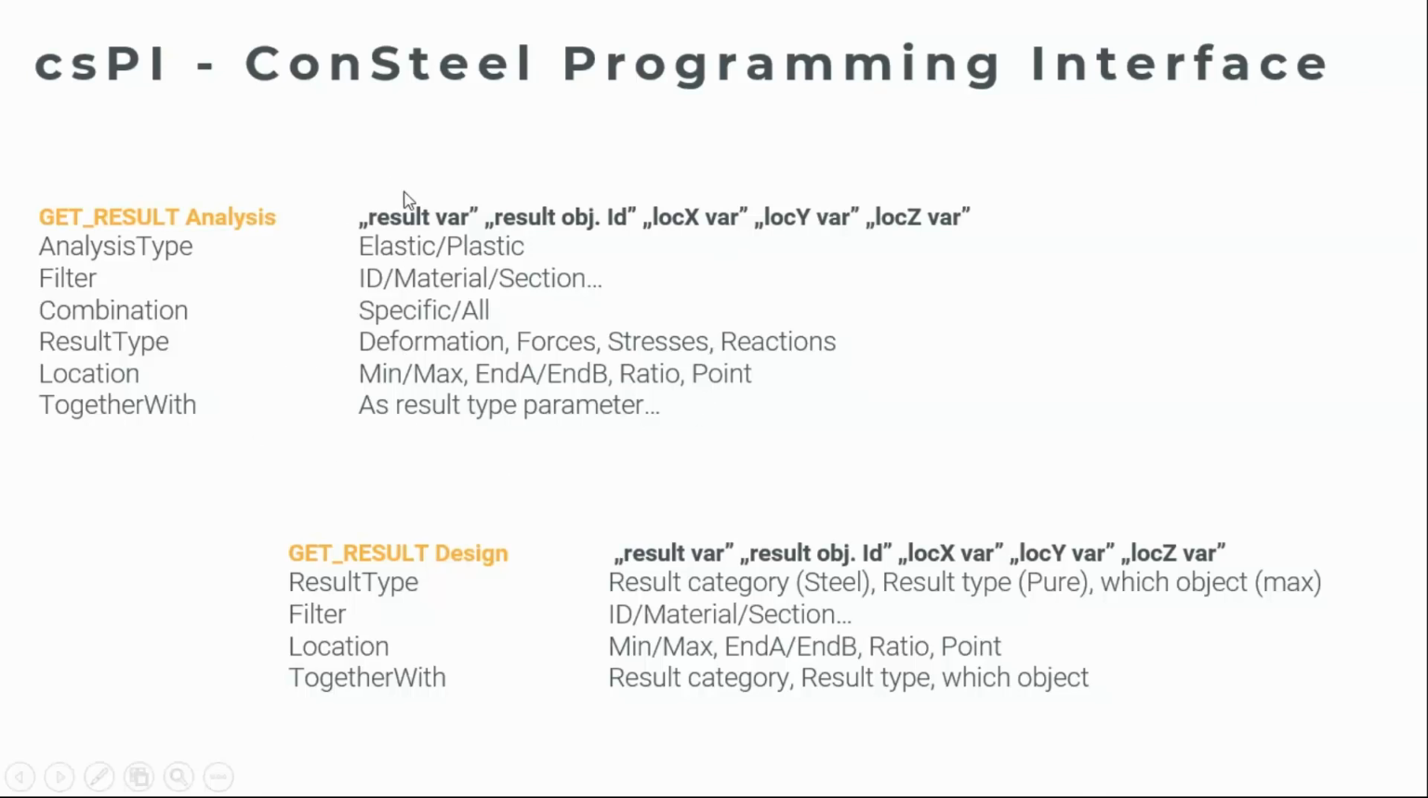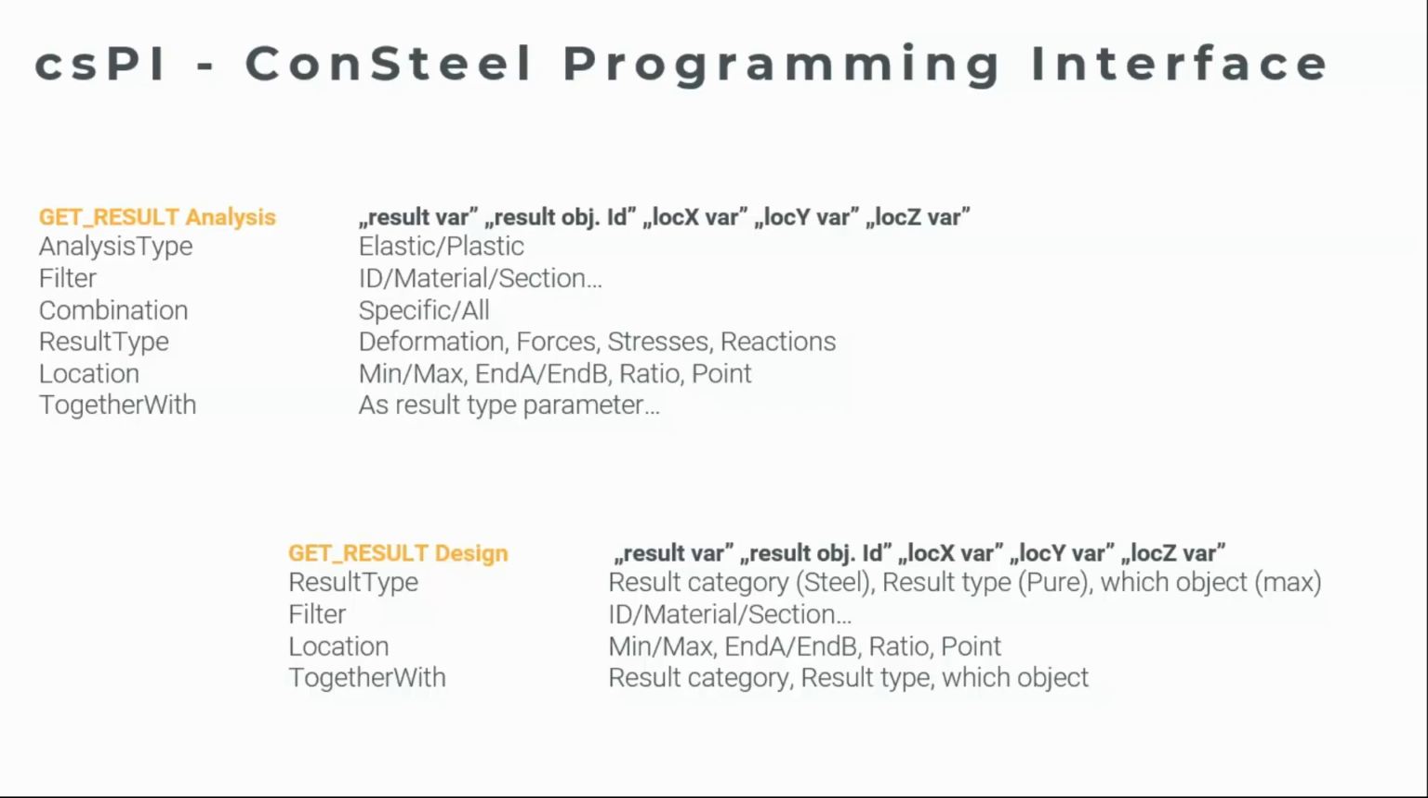So based on these settings you will get a variable, and in this variable the command will store the results. Also you will get the ID of the specific object where this result comes from, and you will get the coordinates of that result also. This is also true for the get result design function. The syntax is more or less the same.